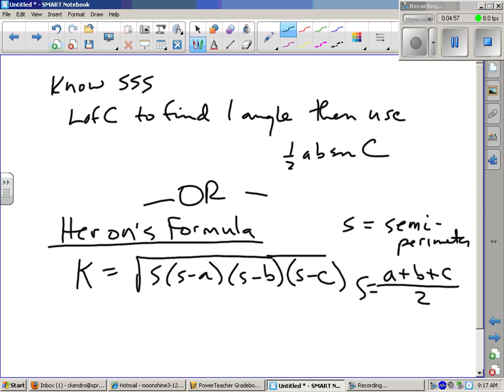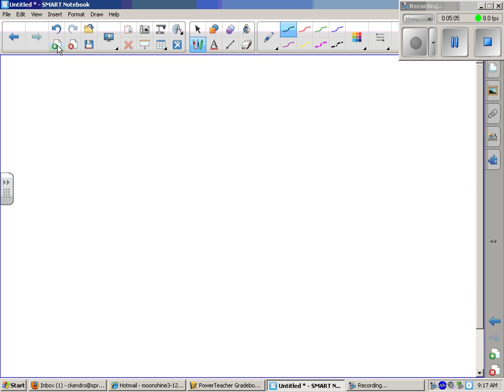Okay, so let's do a problem that involves Heron's formula. Let's try it. Let's say we have a triangular sign and the sides are 11, 13, and 16, and it needs a brace from an angle to the longest side, and I want it to be the height, so I need to make it a right angle, so I need that brace. There's our height. So I want to find the height.